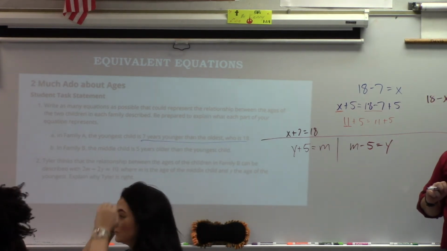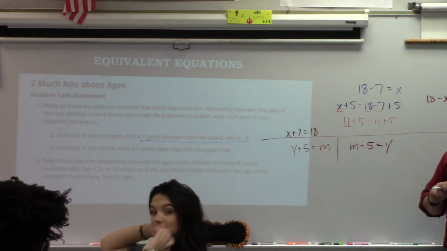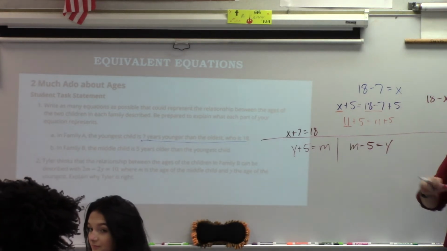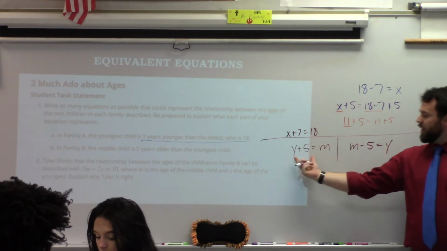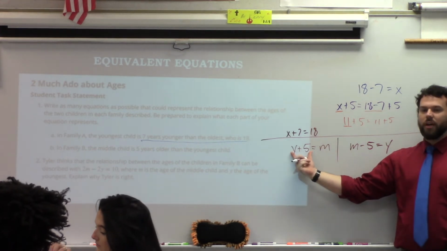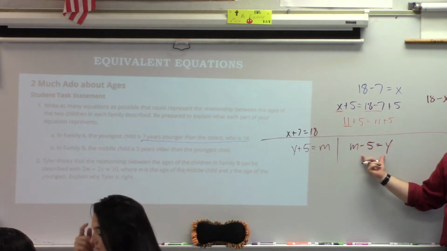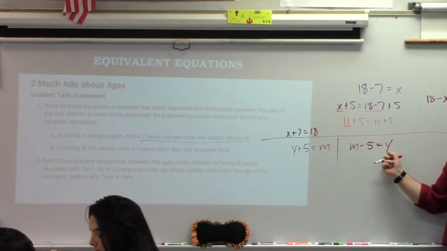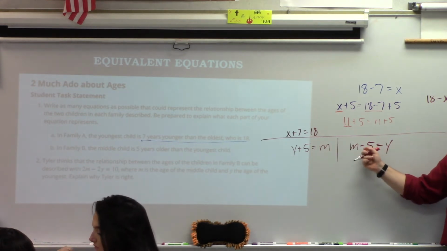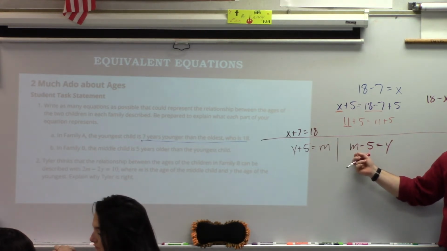Rock, paper, scissors. That's not how that works. Remember, the middle child is 5 years older than the youngest. 5 years older than the youngest. Oh, right, plus. So you're adding it. Oh, hold on, wait. That means the youngest is 5 years younger, subtraction from the middle child, right?